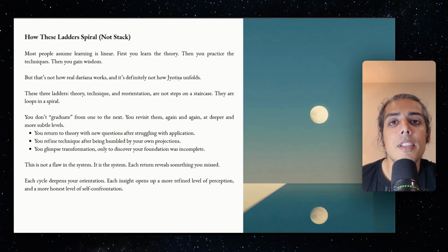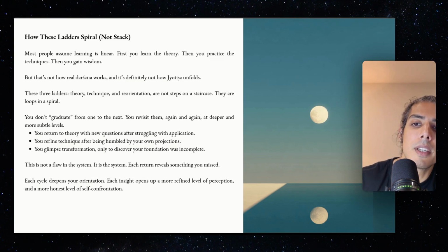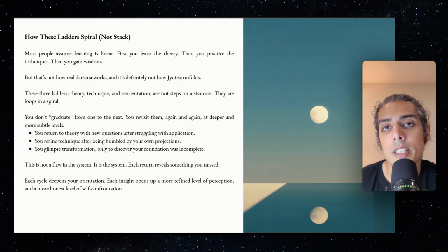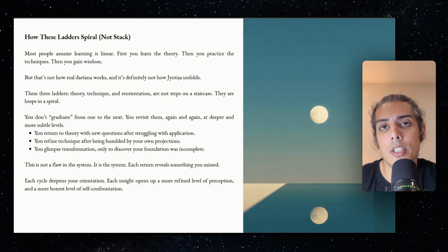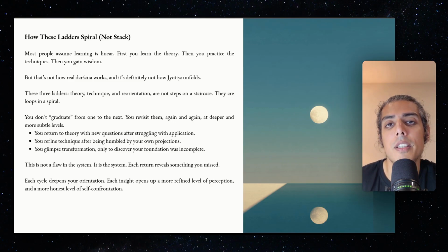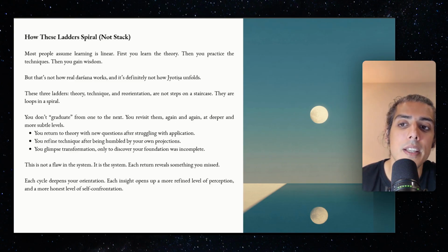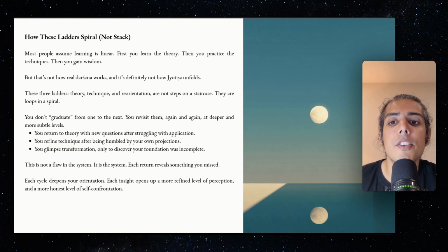That's not how any real darshana works. Whether you study Vedanta, whether you study Rishi Gautama's teachings, what they call Buddhism, whatever you want to study, real disciplines do not work this way. Real darshanic insight and understanding doesn't work like this. So these ladders, theory, technique, and reorientation, are not steps on a staircase, they are loops in a spiral.